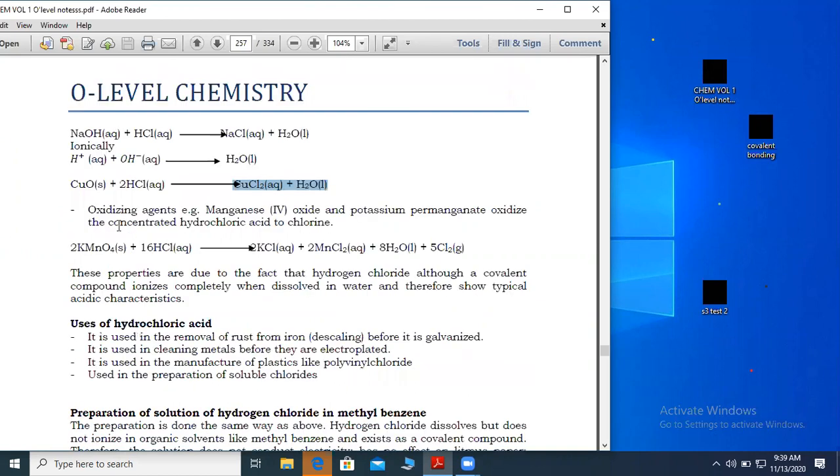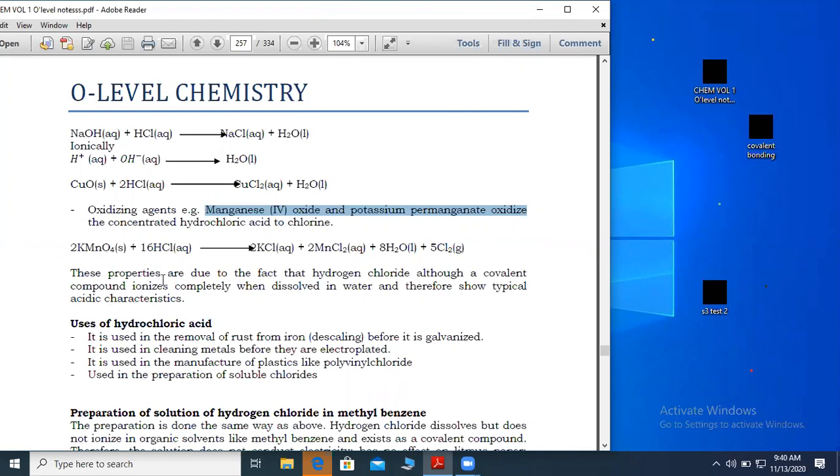Then the other chemical property, we are saying oxidizing agent, e.g. manganese 4 oxide and potassium permanganate, they oxidize the concentrated hydrochloric acid to chlorine. And this is what we have. Remember, we also talked about that. This is in the preparation of chlorine.